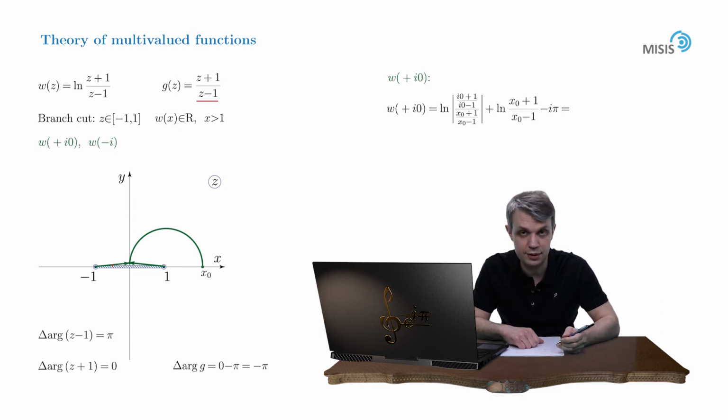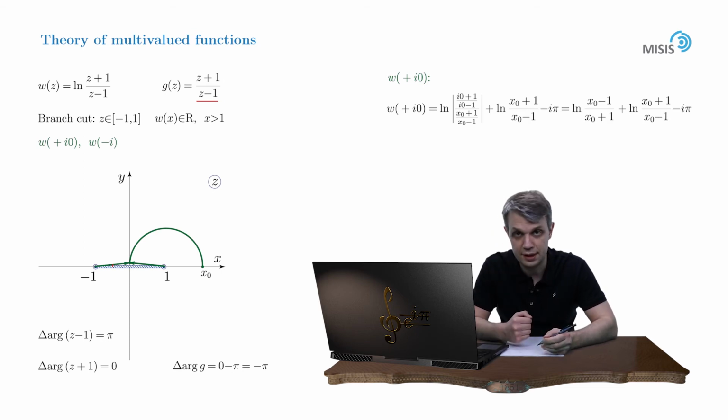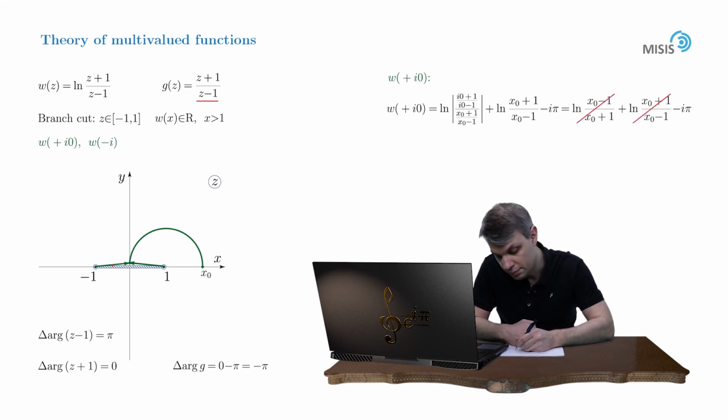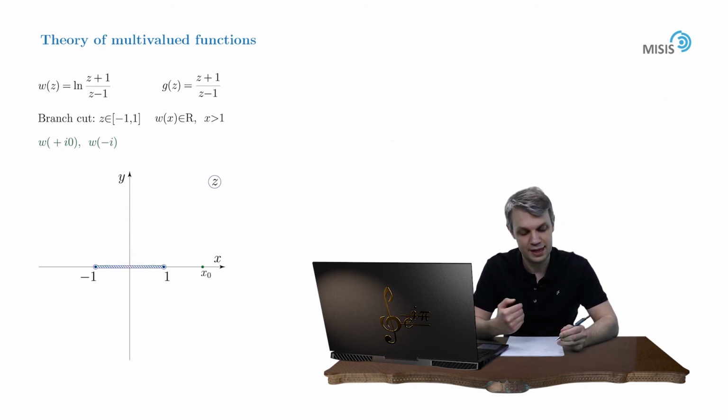And since x0 is greater than 1, we can remove the modulus sign in the first expression, and we obtain the logarithm of (x0 minus 1) divided by (x0 plus 1), plus the next logarithm, and minus i pi. And now we see that our x0 dependent logarithms cancel out, and we are just left with minus i pi. And here's the answer. Now let's address the point minus i.